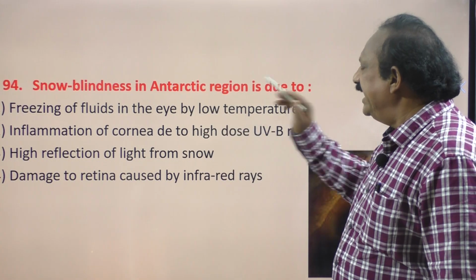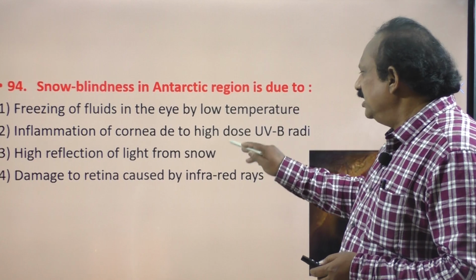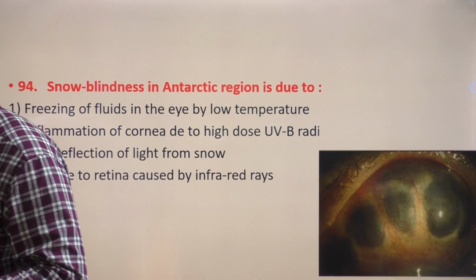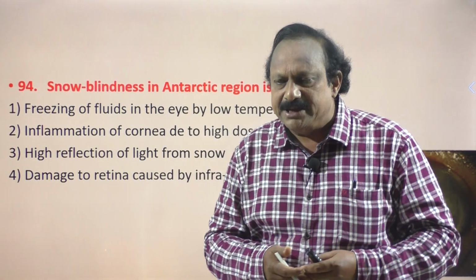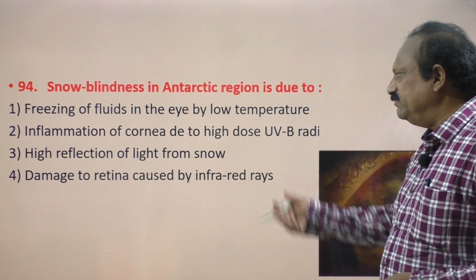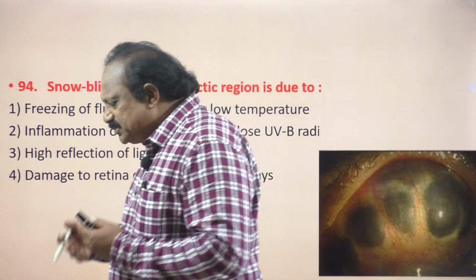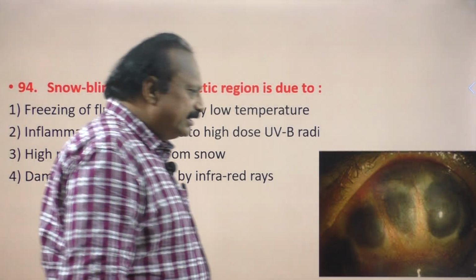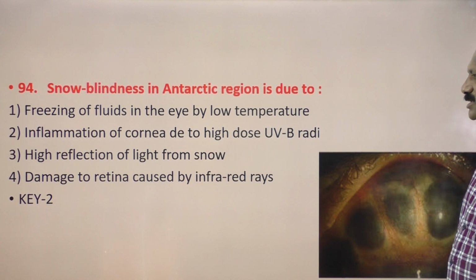Freezing of fluids in the eye by low temperature. This is not correct. Inflammation of cornea due to high dose of UVB radiation. This is the correct one. When the cornea absorbs high doses of UVB radiation, then inflammation of the cornea happens. We call it snow blindness. Then high reflection of the light from the snow, not correct. Damage to the retina by infrared radiation, this is also not the correct statement. So the correct option is 2. Second one is the correct option.